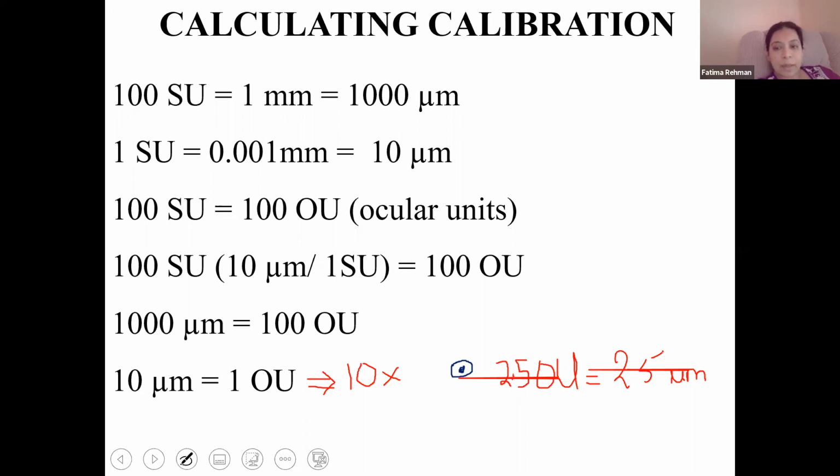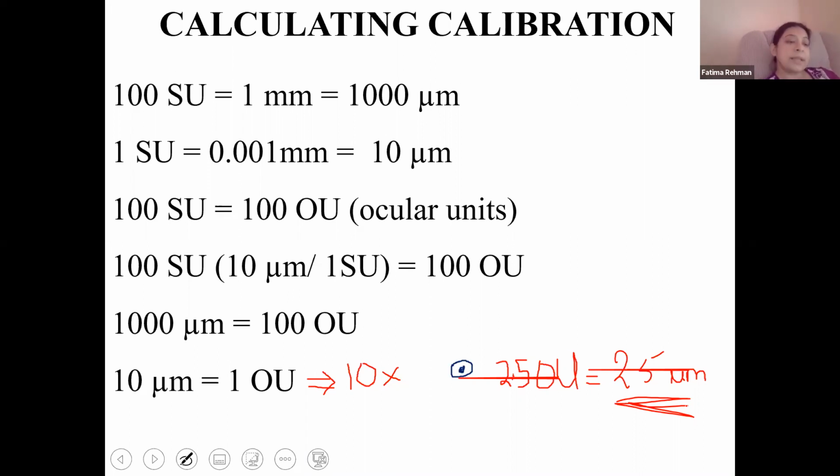Okay? Now, if your cell is 25 micrometer under the 10x objective lens, how long should it be under 4x or 400x or 1000x magnification? As far as the micrometers are concerned, what should be the length of that cell under any other objective lens? 25. Good job. So keep that in mind.